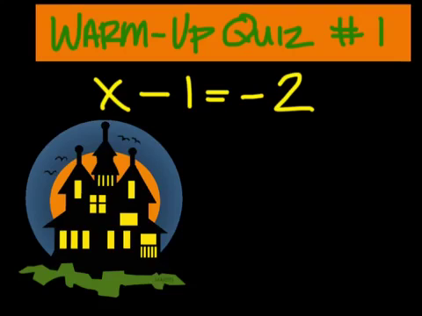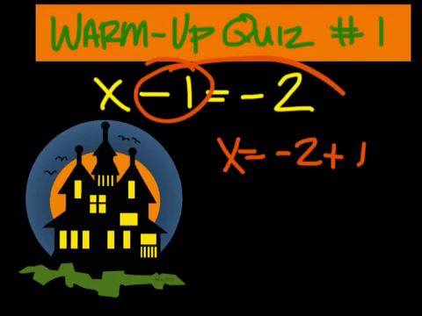For this problem, you should have x equals -2 plus 1. You do the opposite of this over here. So the answer is -1.